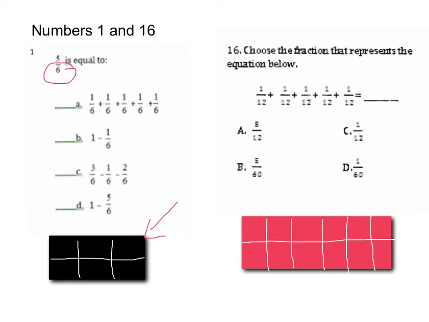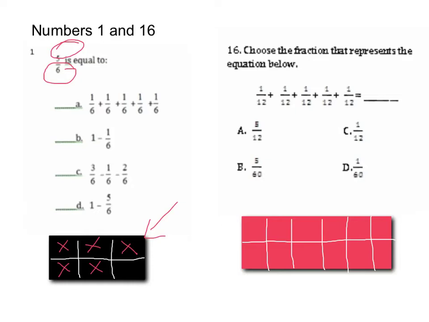Your numerator, the number at the top, tells you how many of those pieces you're talking about. So we're talking about 5 of those 6 equal pieces, which I'm going to mark out. Which means you have one piece that's not accounted for. So 5 out of 6 means you are looking at 5 out of the 6 equal pieces.